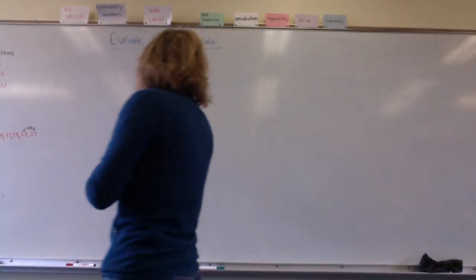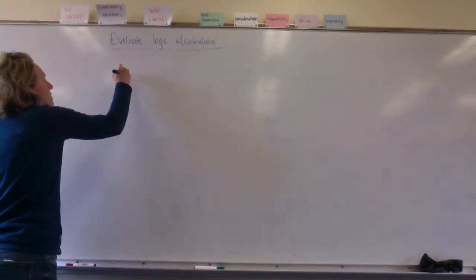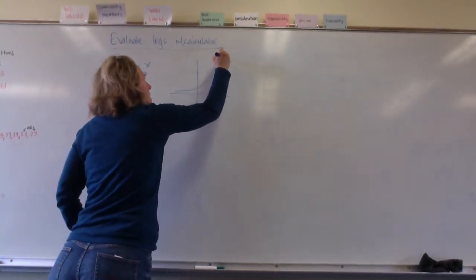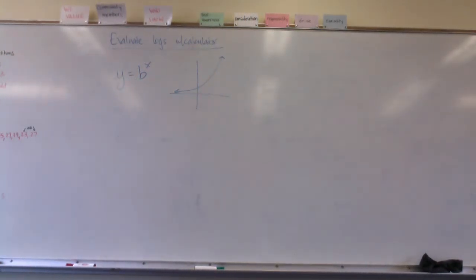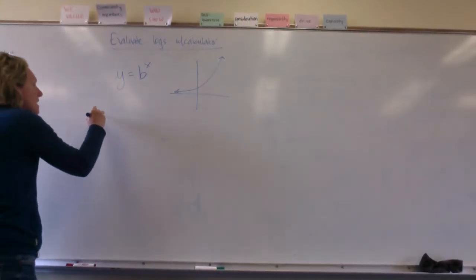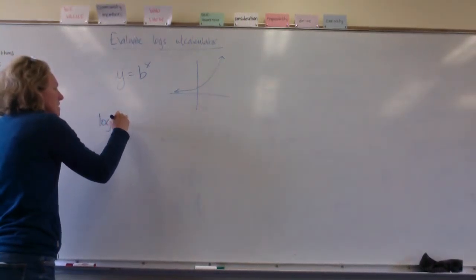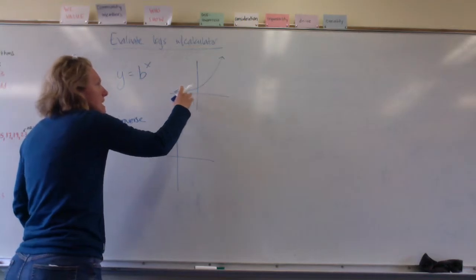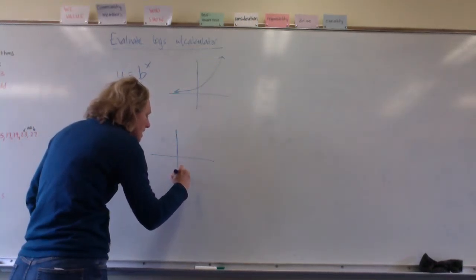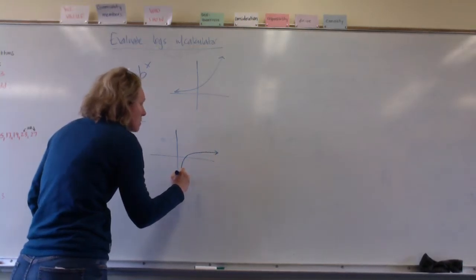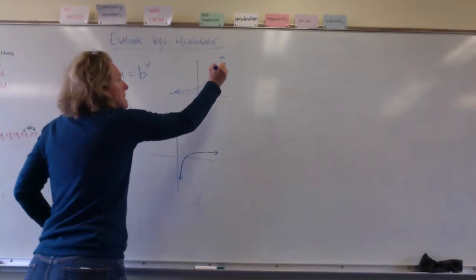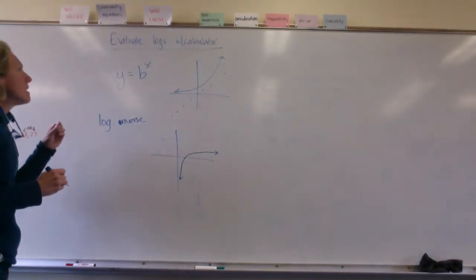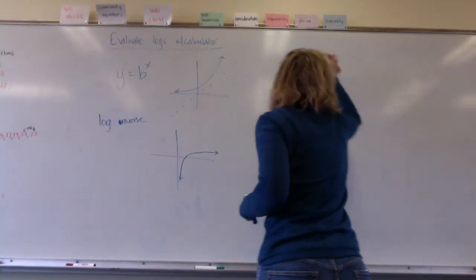So let's go back to this idea of, suppose I have y equals b to the x. What does that look like? If it's growth, it looks like this. Since a log is the inverse, it looks like this. This has a horizontal asymptote. This has a vertical asymptote. So it's taking this graph and flipping it over the line y equals x. Wait, what would we call this? Evaluate logs with graphs. Oh, this is just graphs of logs.